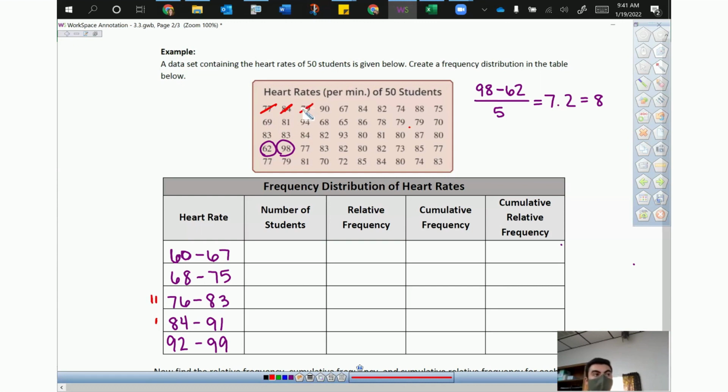So here's what I want you guys to do. I want you to go ahead and take a second and find all of these data values where they go, and then we'll compare numbers when we come back.